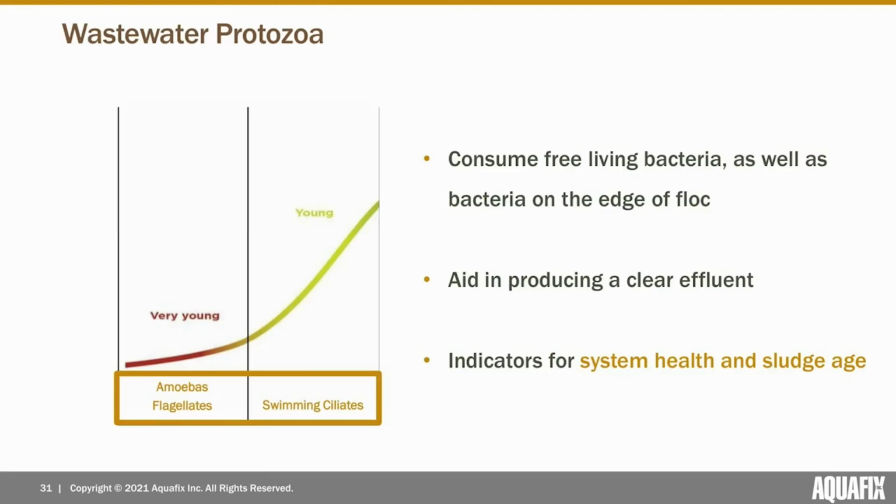Protozoa primarily consume free bacteria, as well as bacteria located on the edge of floc. Through this process, protozoa are able to help produce a clear effluent. The presence of protozoa within a plant are also indicators for sludge age and overall health. We'll start by talking about protozoa associated with a young sludge age.